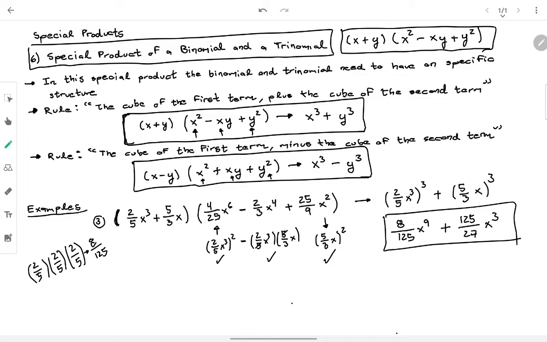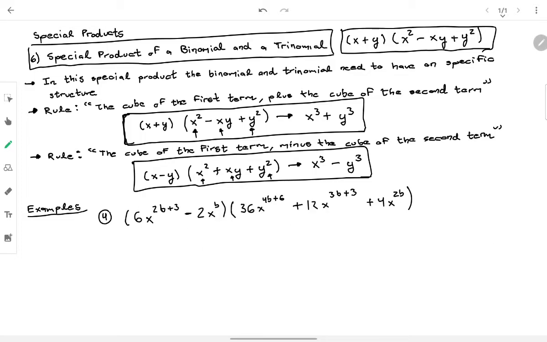So remember, the important part is to check if the trinomial has the specific structure we need to do these kind of exercises. Let's see another example. So in the next example, we got something like this. It will be another time a binomial multiplied by a trinomial. So we need to look at the structure of the trinomial. So the first one must be this x to the 2b plus 3, all of it squared. So yeah, it's that one.